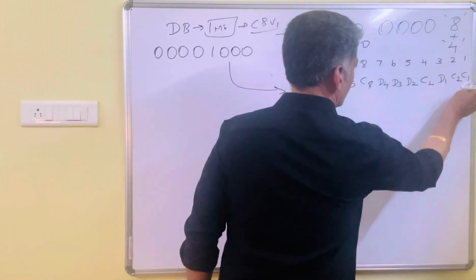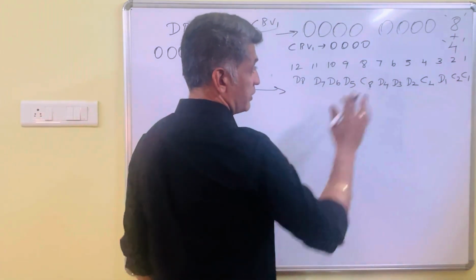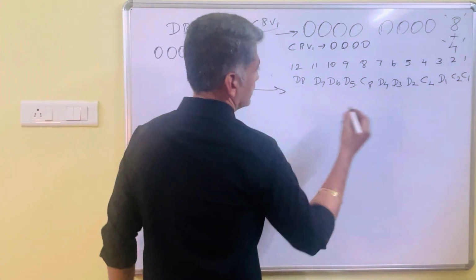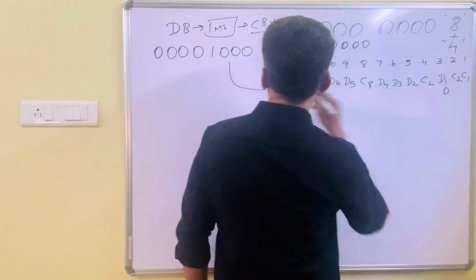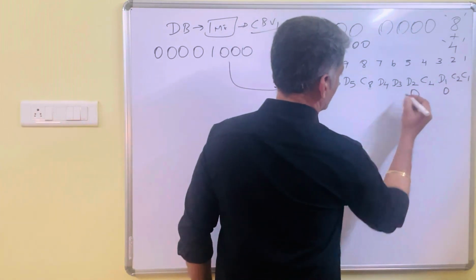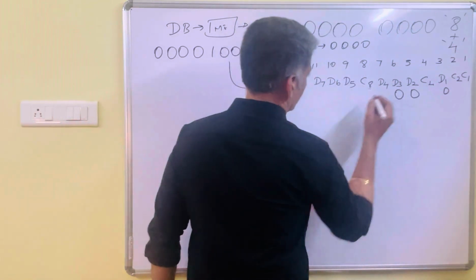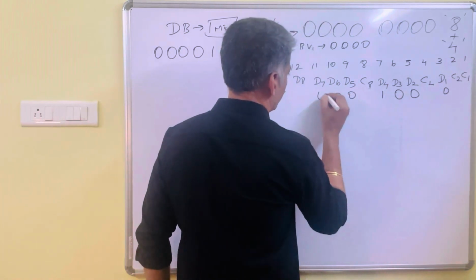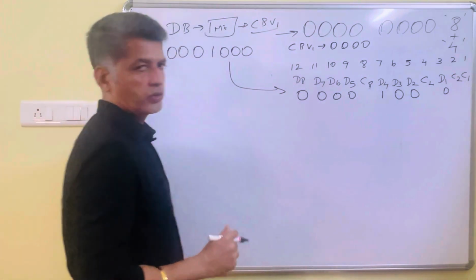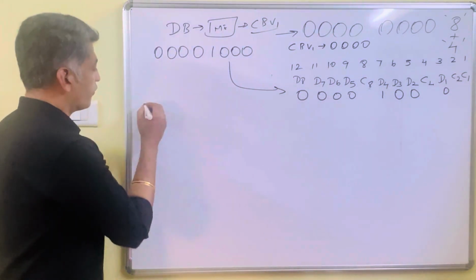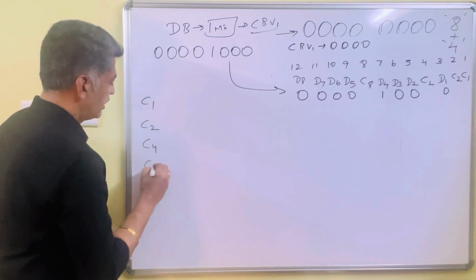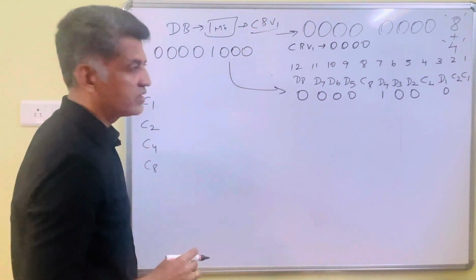Okay. Now I'm putting the values, then C1, C2, C4, C8 are there. Now I'm just filling this one. Data bit 1 is 0, data bit 2 is 0, data bit 3 is 0, data bit 4 is 1, data bit 5 is 0, data bit 6 is 0, data bit 7 is 0, data bit 8 is 0. So this is how. Now I need to go for check bit 1, check bit 2, check bit 4 and check bit 8. So this is how I need to calculate it, right?